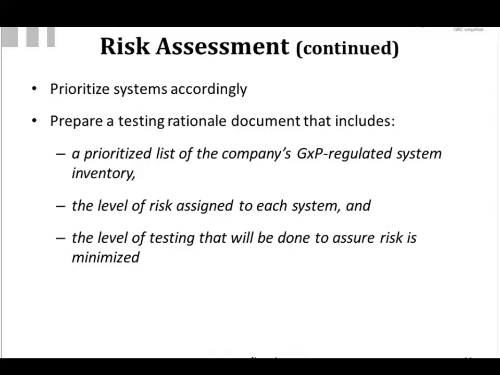So once you prioritize those, you're going to prepare your test rationale, including a prioritized list of those GXP systems, the level of risk assigned to each, and then a rationale for why you're doing the level of testing that's needed to assure the risk is minimized.